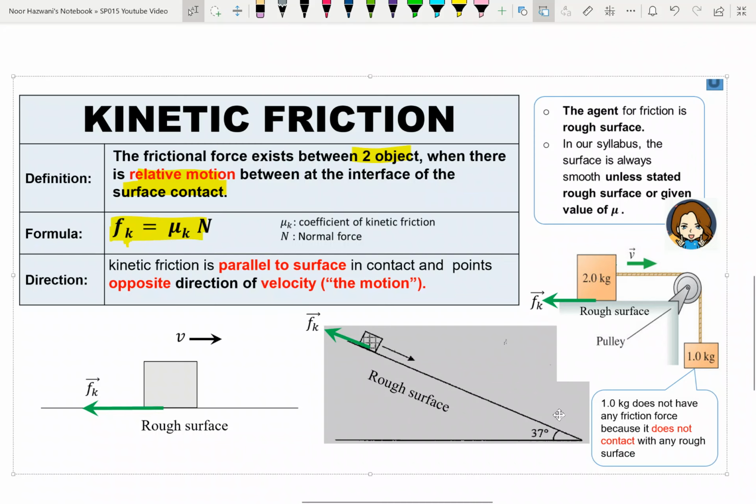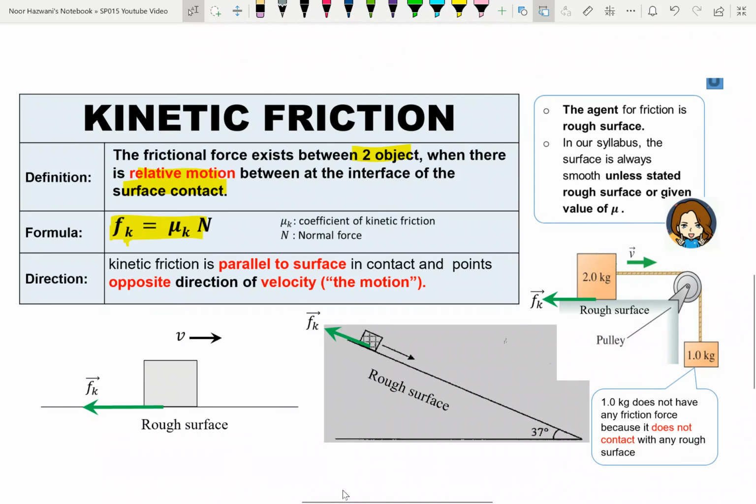Macam contoh dalam yang blok ni. So, blok ni memang bergerak. So, arah velocity dia ke kanan. So, means kinetic friction dia ke arah kiri lah. Okay, kalau macam ni sama juga. Objek ni memang dah sliding down. So, kinetic friction dia akan acting ke atas lah. Okay, sama juga dengan ni. So, blok 2 kg ni dia akan bergerak ke arah kanan. So, dia punya kinetic friction mesti opposite. Okay, so the agent for friction is rough surface.